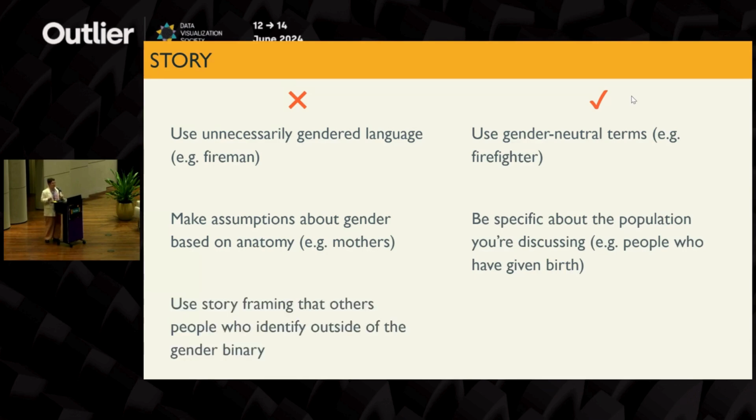Last, reread the tone of your story to ensure it doesn't present transgender people, non-binary people, or anyone else who may fall outside of the gender binary as an outsider, other, or as people whose identity might be in question. Instead, treat them as you would any other source, with respect and kindness.